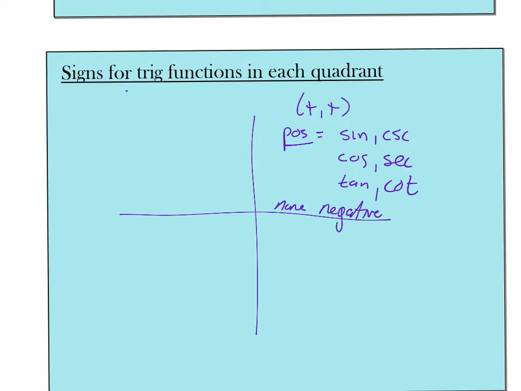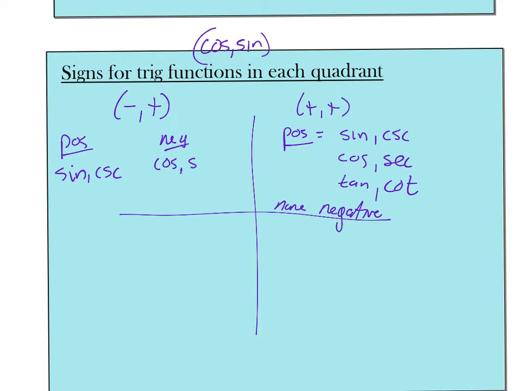All right, over here. Remember, it always goes cosine, sine for your points. Cosine is first, sine is second. So for here, what's positive? Well, sine is positive. That means cosecant is also positive. Cosine is negative, which means secant is also negative.